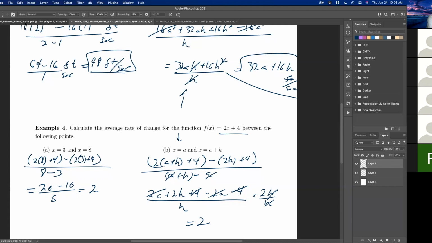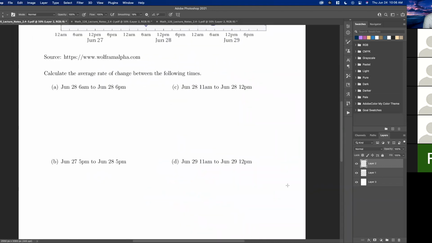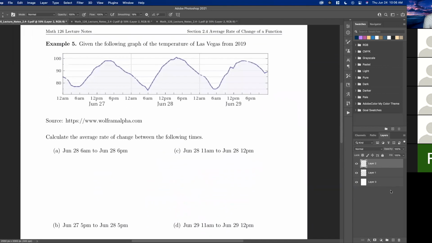All right, let's do our last page right here. Let's look back at our graph of temperatures. Here we want to calculate the average rate of change between the following times. The reason I show you this is that sometimes average rates of change are good in their context. Let me explain what that is. From June 28th, we're going to find the average rate of change from 6 a.m. to 6 p.m. So we're going to start here and go here. This right here would be my line for this one.